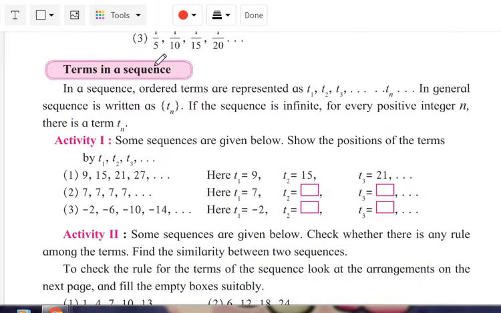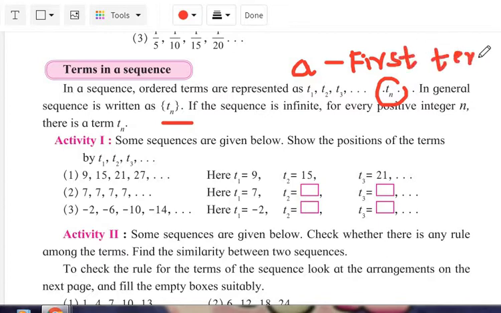Terms in a sequence. In a sequence, the ordered terms are represented as T1, T2, T3, dot dot dot, Tn. In a general sequence, it is written as Tn. Tn means the last term. T1 is known as the first term, or the first term is also known as A. Remember, A is equal to the first term. Then T2 is the second term, T3 the third term, T4 the fourth term, and in this way it continues.